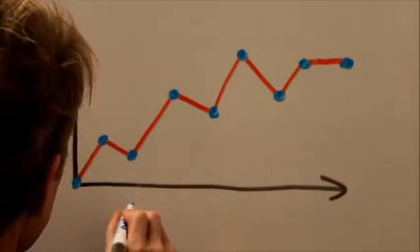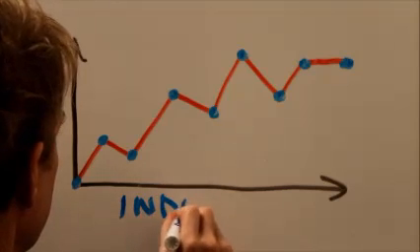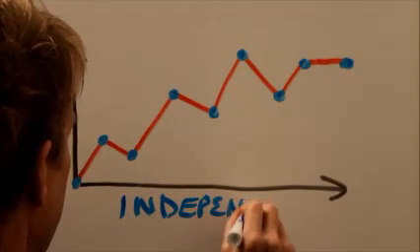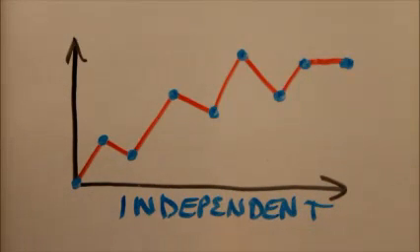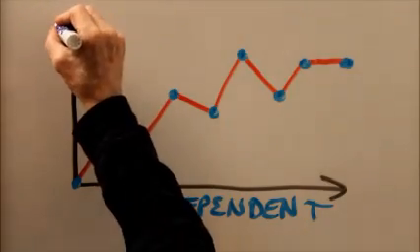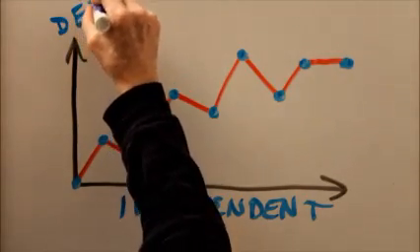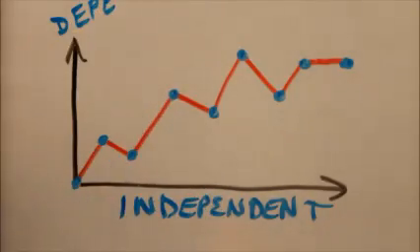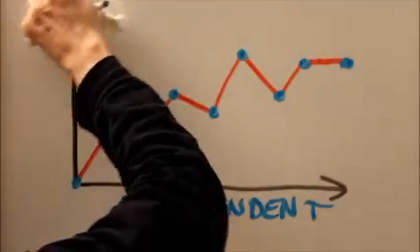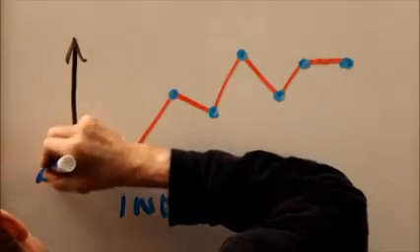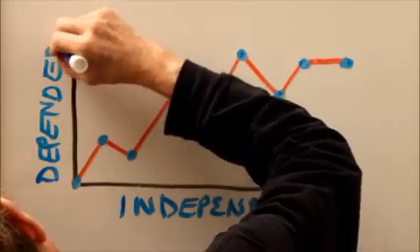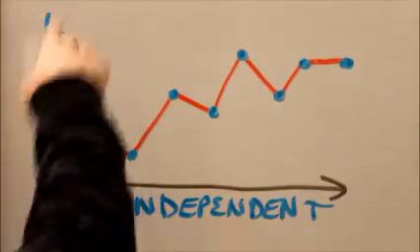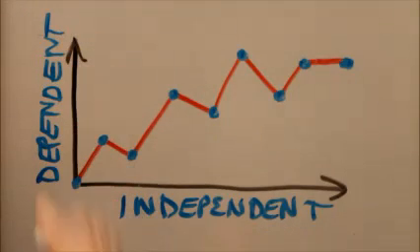This is the independent variable here, such as time, which runs along the horizontal axis in most cases. And the dependent variable goes up and down. That might be, say, the price of a stock or the temperature.